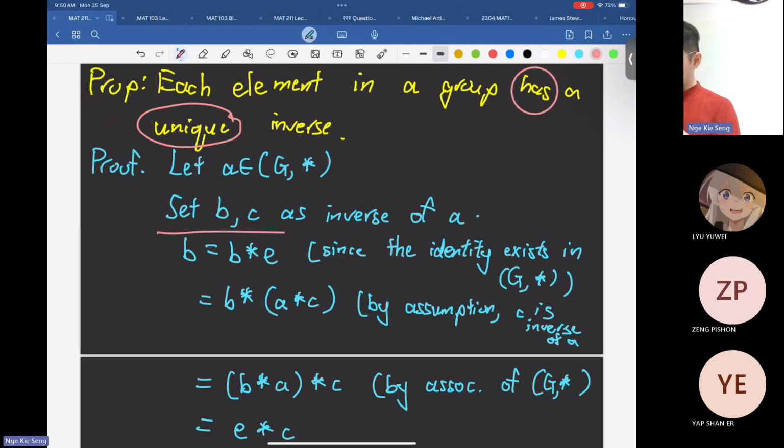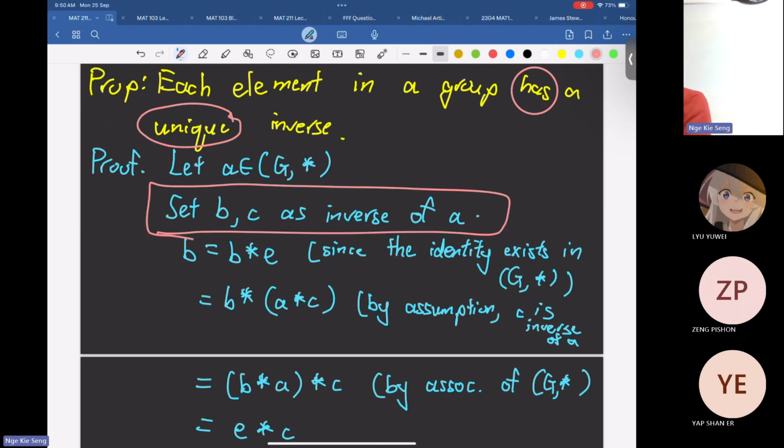Okay, so how do you start with this line here? Set A B as an inverse of A. How can you just set like that? Straight away pick any two. How to pick? Does it always exist? Exist or not exist?